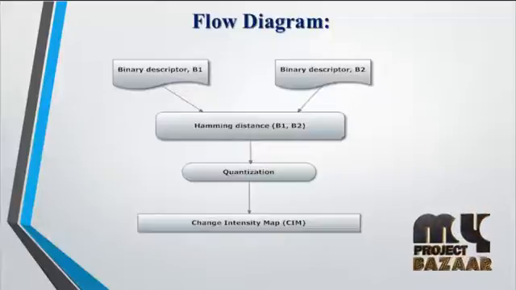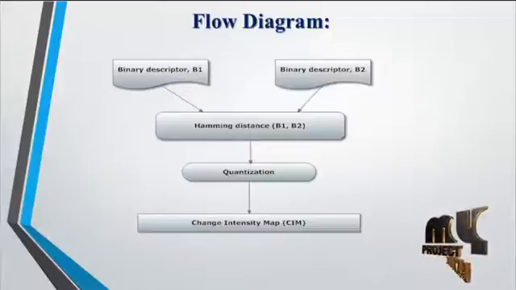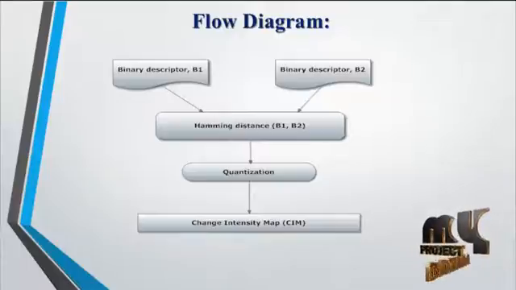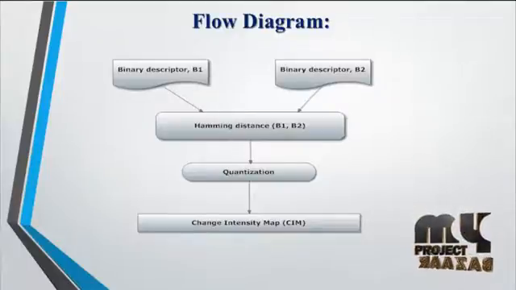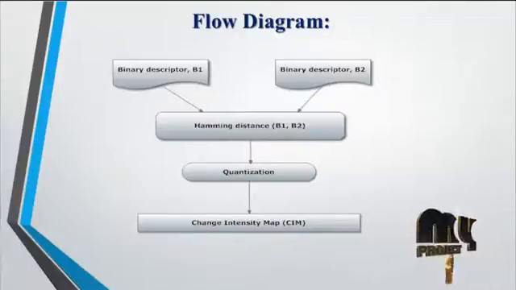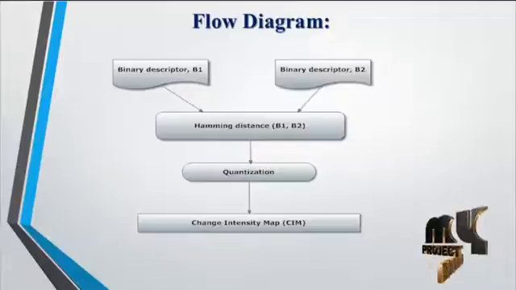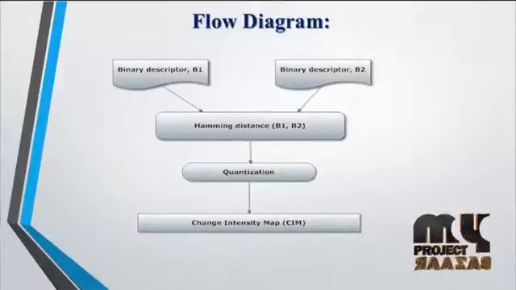After calculating the Hamming distances, the quantization is carried out. In this quantization, the image is quantized. Then the change intensity map is also calculated. The change intensity map is nothing but finding the changes that occurred in the satellite image from the first satellite and the satellite image from the second satellite. By the change intensity map only we analyze the changes that occurred in the two images.